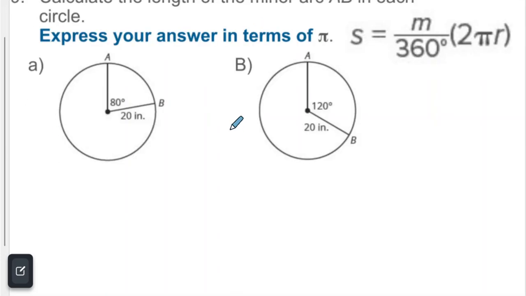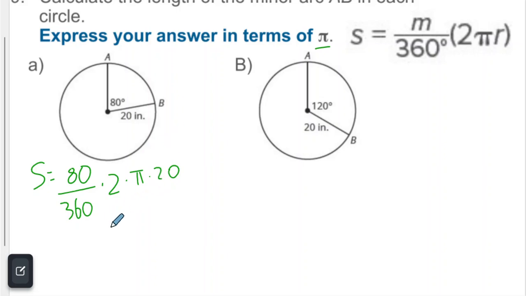So I'm going to do a couple for us. So I'm going to have my s equals the measurement of the angle, which is 80 over 360 times 2 times pi times r, which is going to be 20. Now this says leave in terms of pi. So if I put pi in the calculator, it's going to give me an answer that has a decimal in it. So I can use my calculator, but I can do 80 divided by 360 times 2 times 20, and that's going to give me 8.8 repeating. So I'll go 8.8 repeating, and then I'm going to put my pi there.